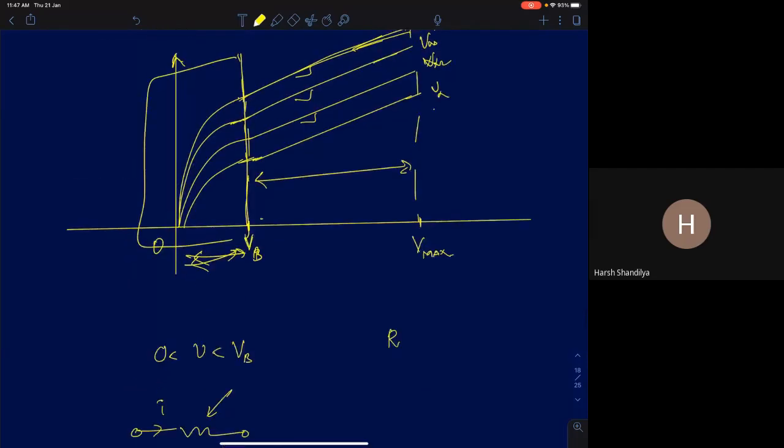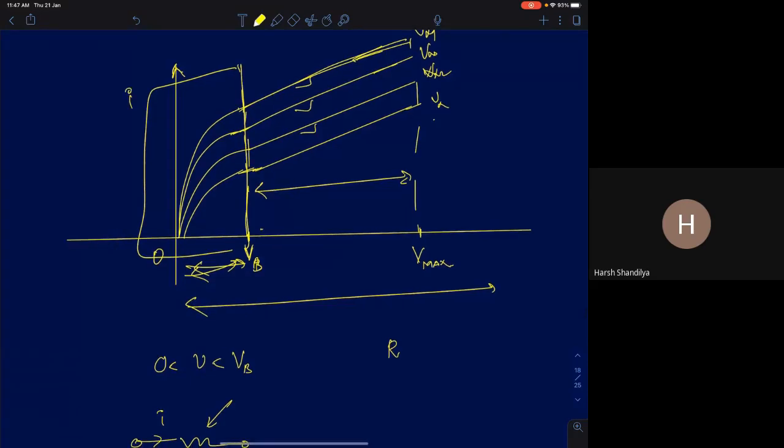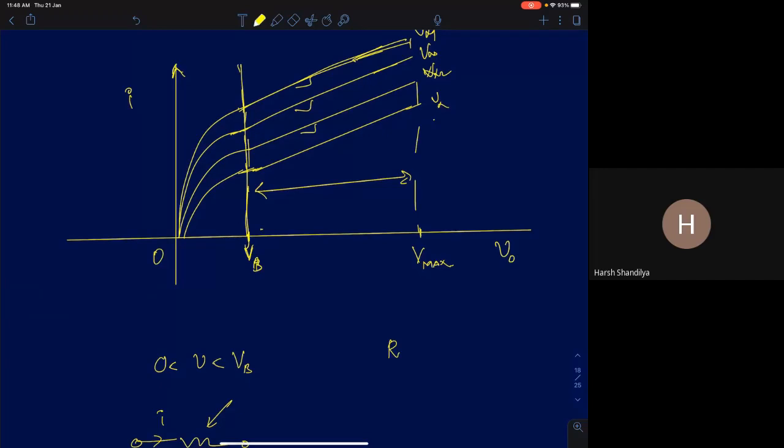Do you guys recognize this IV characteristic? Which device do you think has an IV characteristic that looks like this? I versus V. In devices, they must have taught you MOSFETs and BJTs as well. BJTs, JFETs, MOSFETs, all of them will have similar IV characteristics. What is the name for this characteristic? You remember there are two kinds of characteristics: output characteristics and transfer characteristics. Is this output or transfer?